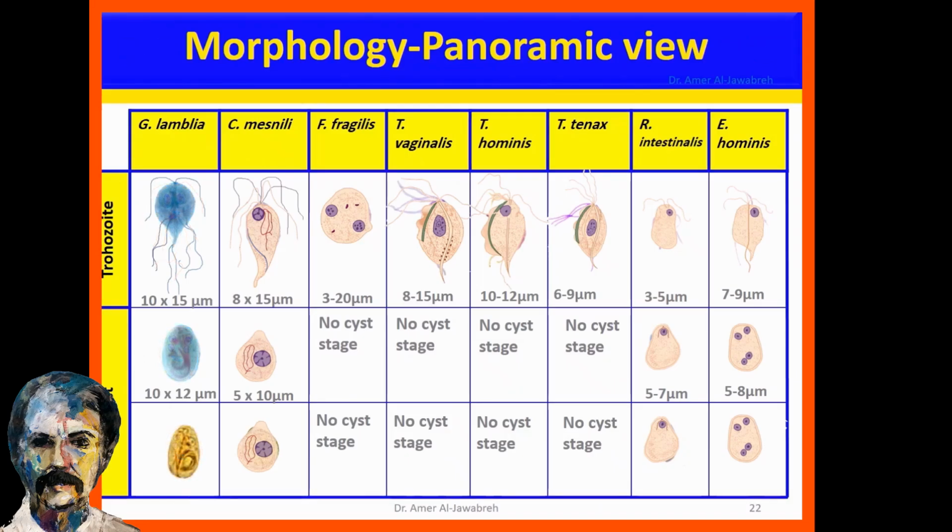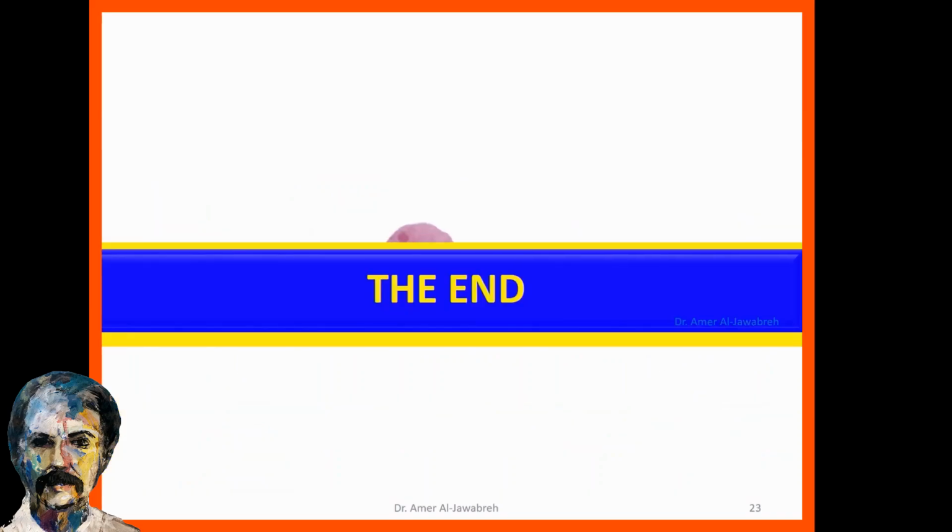Morphology, panoramic view. These are the trophozoites and cysts. So if you look here, D. fragilis, 3 to 20 micrometers, no cyst stage. So this is the end of this parasite.